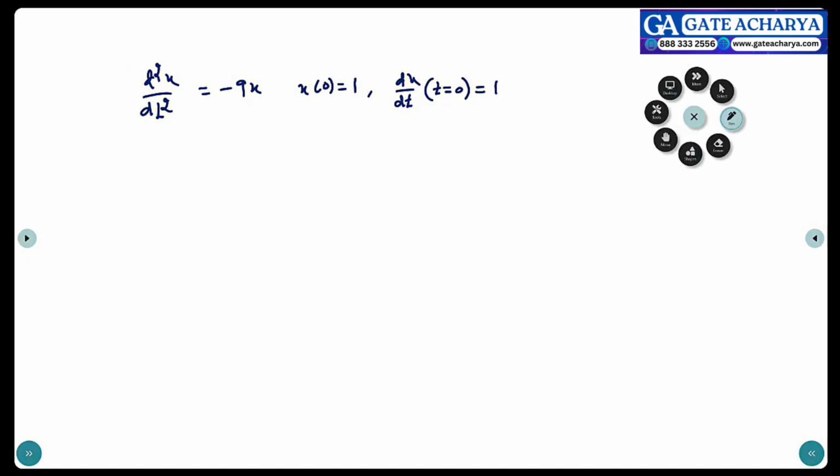So there are two initial conditions to find the unknown constant values. Here x of 0 is equal to 1 means x is the dependent variable and t is the independent variable. Therefore, when t is equal to 0, the x value is 1. Here, when t is equal to 0, the derivative becomes 1. Okay, that's the meaning. You try this and give the final answer.